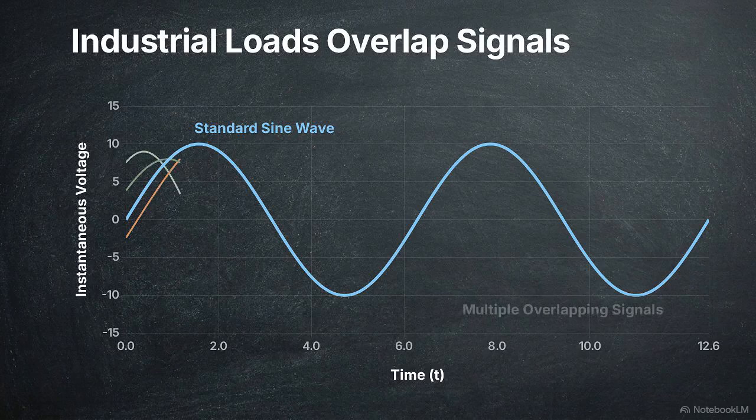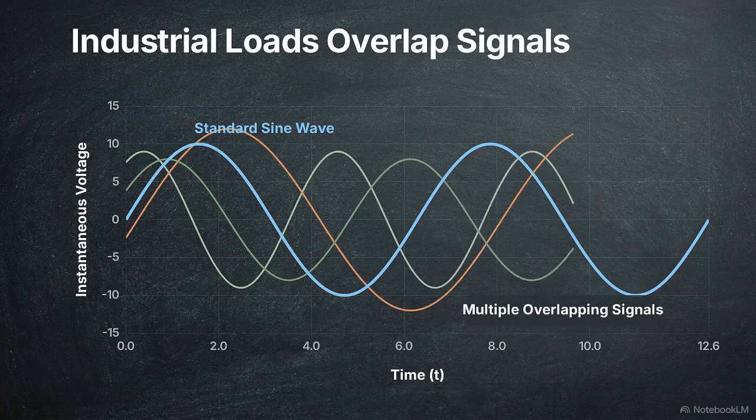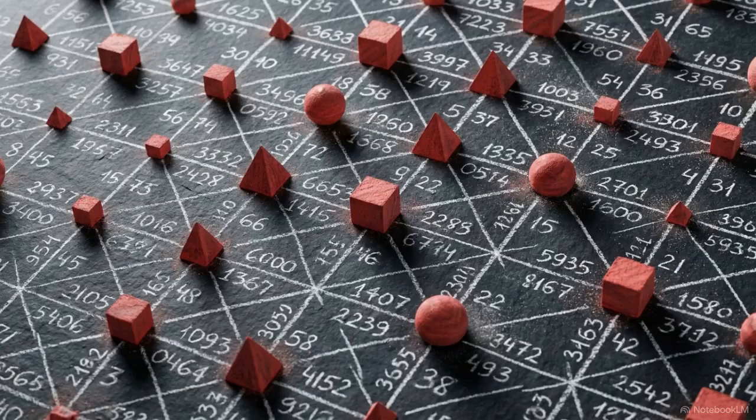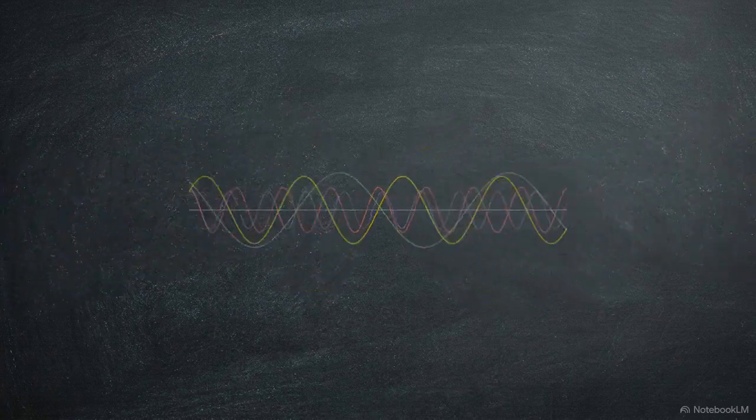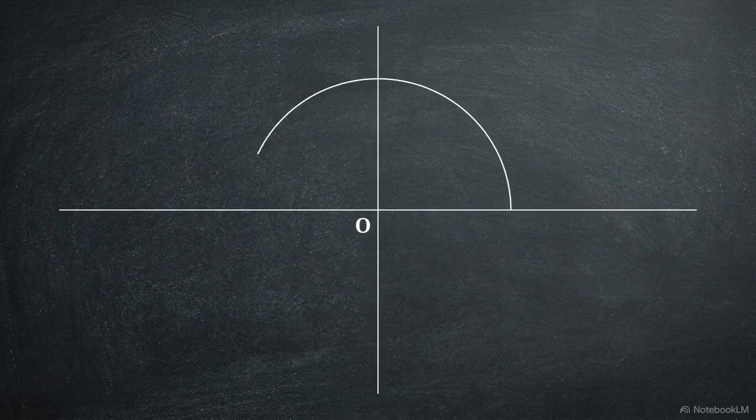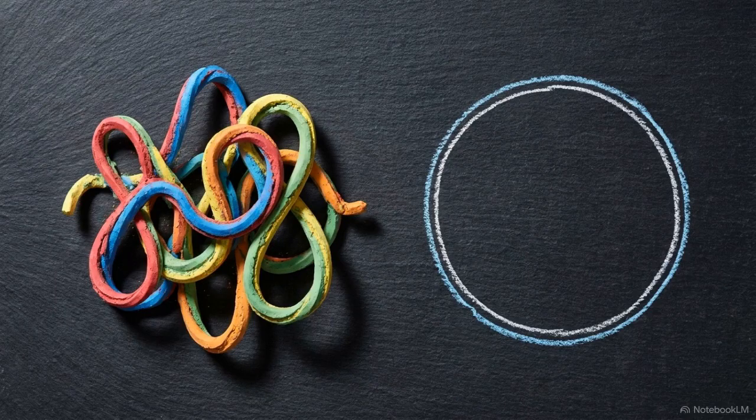As circuits grow to support industrial loads, multiple signals overlap. Calculating these interactions requires tracking individual values at every point in time, which creates a significant computational load. To manage this complexity, engineers move away from time-based graphs toward a different representational system. This method involves a specific conceptual leap.